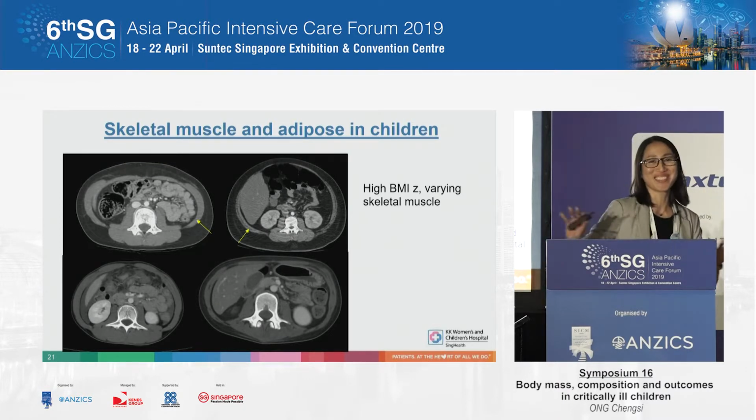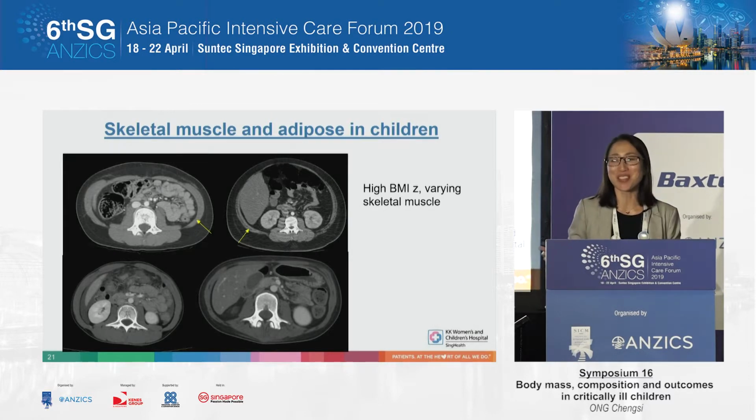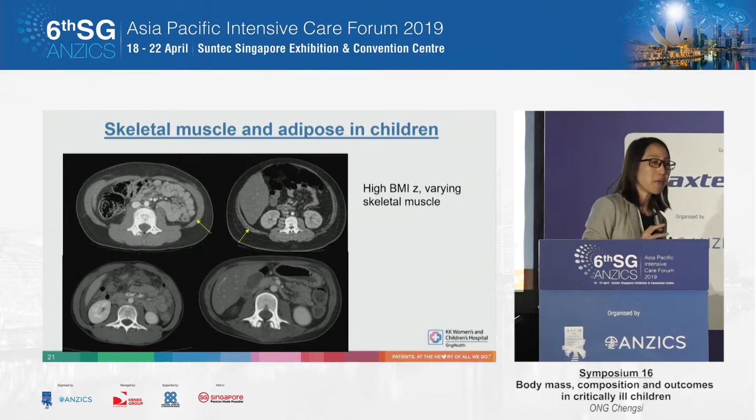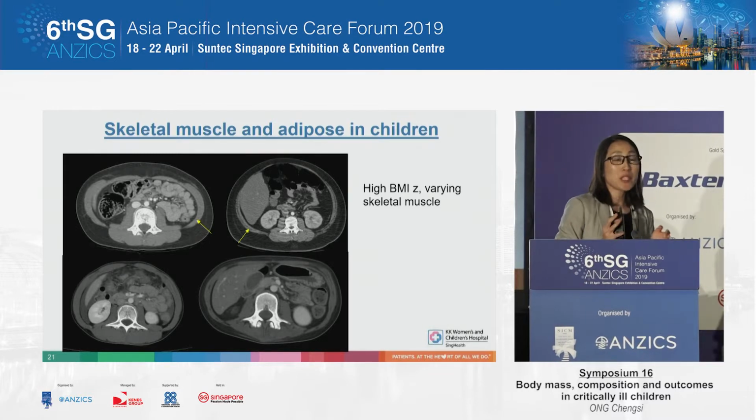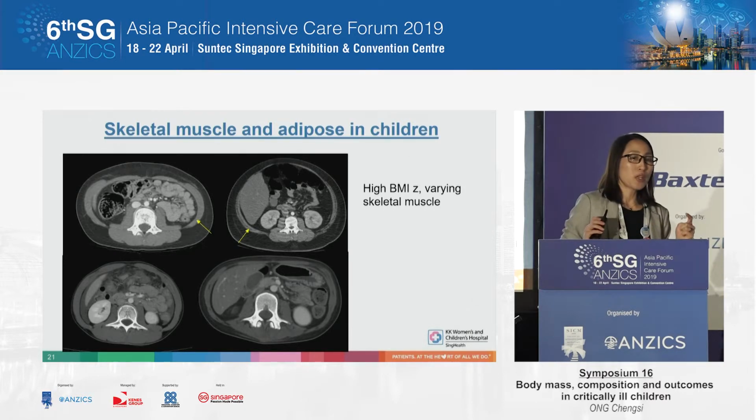I'm sorry. Okay. So this is what we did in our children. We also wanted to do the same thing. We looked at the CT scans of those who were admitted, the baseline CT scans of those children who are admitted into our PICU. And what we saw was that there were very visible differences. I didn't highlight it here in the picture, but if you take a look at the top two pictures, those are children with high BMI Z-scores, right? But if you look closely at the skeletal muscle area or the size, you can see that the one on the left has a greater skeletal muscle area compared to the one on the right, even though they both have high BMIs, right?